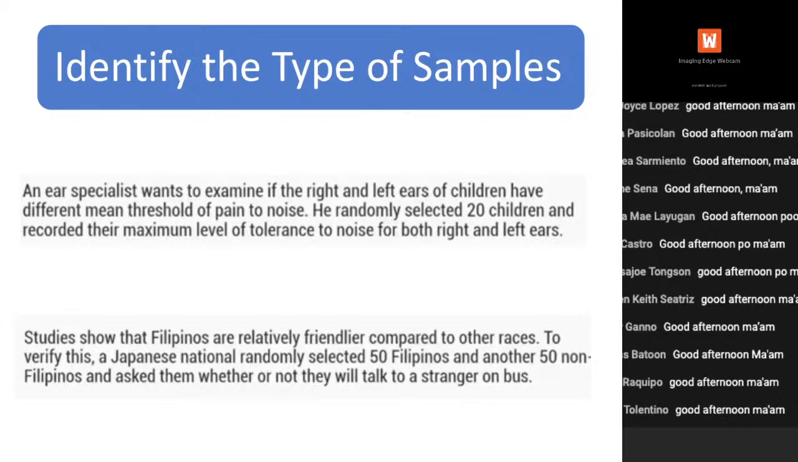Can you identify the type of samples in the following? Number one, an ear specialist wants to examine if the right and the left ears of children have different mean threshold of pain to noise. He randomly selected 20 children and recorded their maximum level of tolerance to noise for both ears. Okay, is this paired or independent? This one is paired or matched. Paired or sometimes related or sometimes matched. Okay, matched samples.